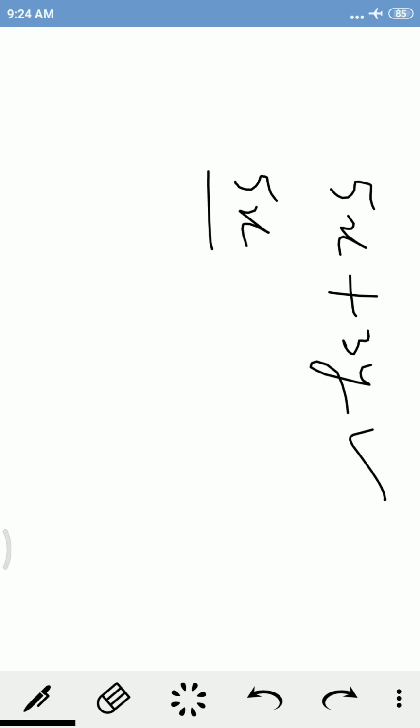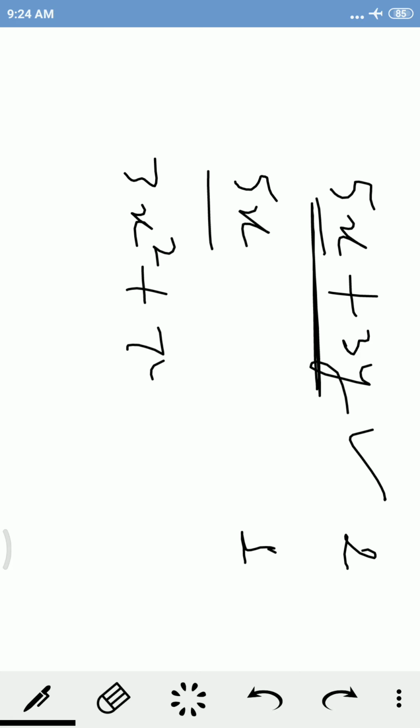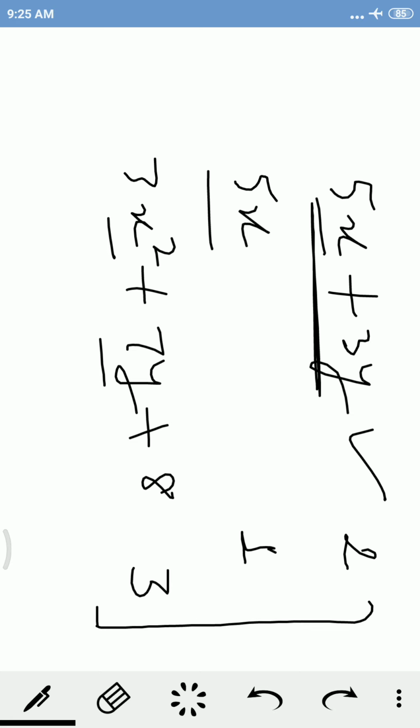Now if these kinds of variables are combined with a plus sign or minus sign, then we get a polynomial. A single 5x is also an example of a polynomial. In the polynomial 5x plus 3y, there are two terms, and 5x has one term. We can take one more example, 3x square plus 7y plus 8. This polynomial has three terms and two variables, x and y. Okay, so hope you have understood what polynomials are.